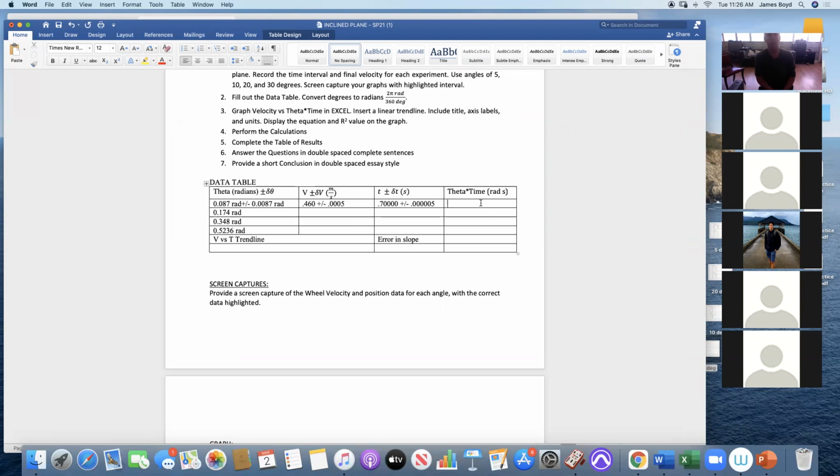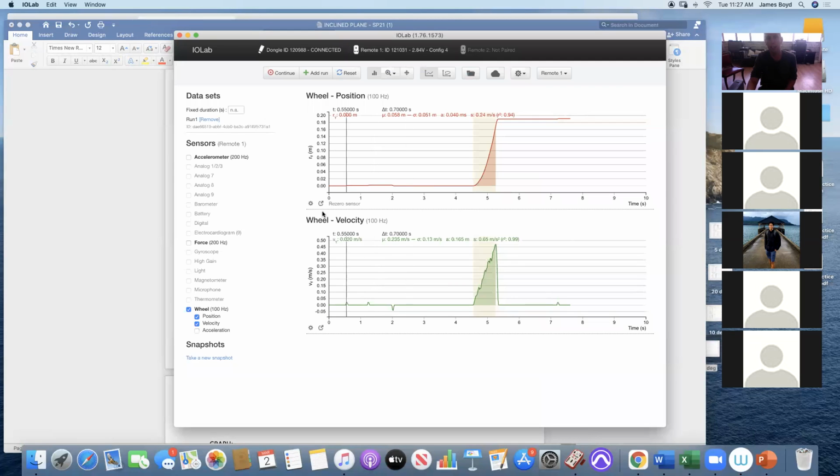Now, I also need to write theta times time and make sure theta is in radians. So 0.087 times 0.7 is 0.0609. We're going to do that for each one of these, so bear with me. I'll try to go fast. And then also grab a screen grab of this with the highlighted section.